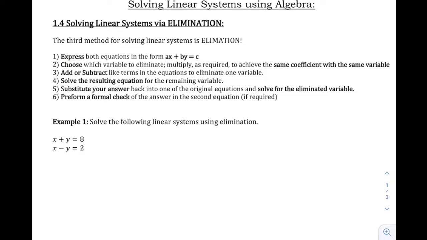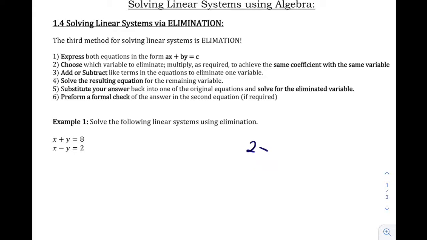Next, we're going to choose which variable to eliminate, multiply as required to achieve the same coefficient with the same variable. So I want to have the same number in front of either x or y. Doesn't matter which one, I choose which one, but that's what we're going to do. Then we're going to add or subtract those x's or y's in order to eliminate one of the variables and hopefully get 0. So for example, if I have 2 in front of both my x terms, I would subtract them because I want to get 0x. I want to eliminate x so x is gone.